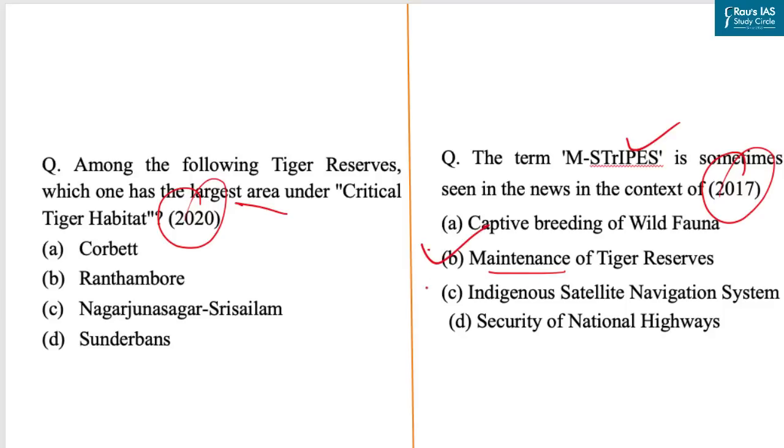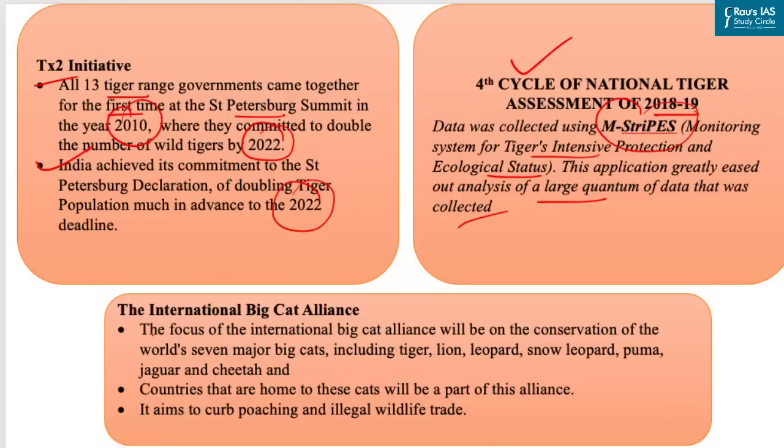That is option B. Also in the same event, Prime Minister Narendra Modi launched the International Big Cat Alliance, and the focus of the International Big Cat Alliance will be on the conservation of the world's 7 major big cats including tiger, lion, leopard, snow leopard, puma, jaguar and cheetah. Countries that are home to these cats will be part of this alliance, and its aim is to curb poaching and illegal wildlife trade. So these are a few initiatives related to tiger which are quite important for UPSC prelims examination.